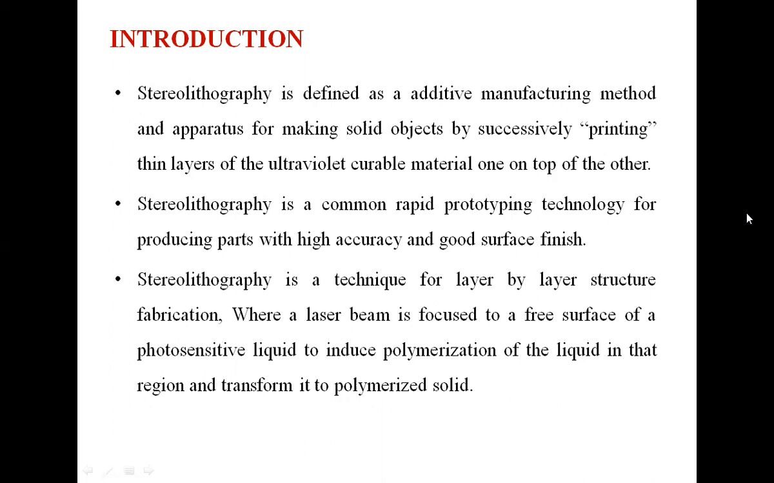Stereolithography is an additive manufacturing method. What is additive manufacturing? Additive manufacturing means addition of materials, meaning the layer by layer formation is done to build a model. It is a process of layer by layer formation of material, and it prints the thin layers of the ultraviolet curable material one on top of the other.